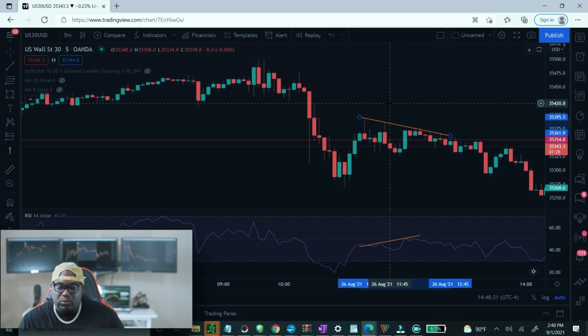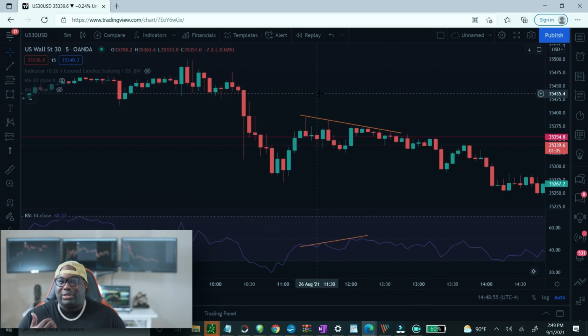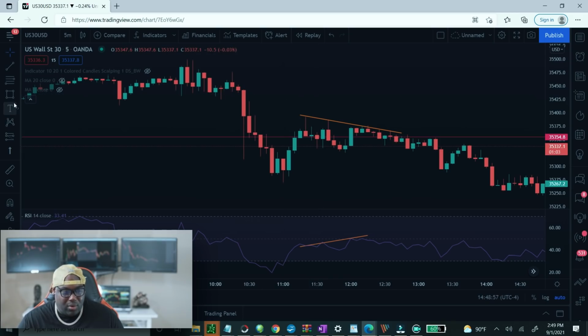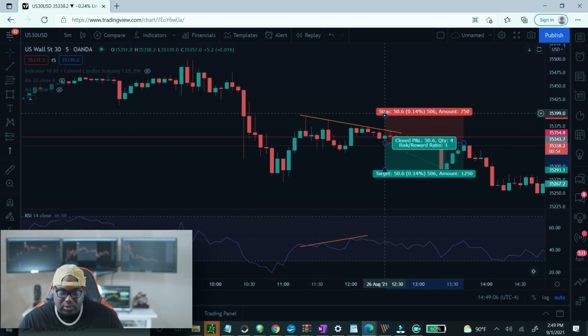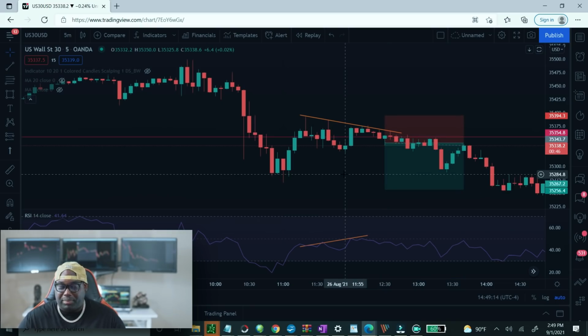So what we can do is when we see that, all right, we can get in the market. Most likely the market will continue to go down. Okay, so we can go in the market for a quick little scalp right here, and we can look for some quick profits and be done for the day. So let me show you guys another example.